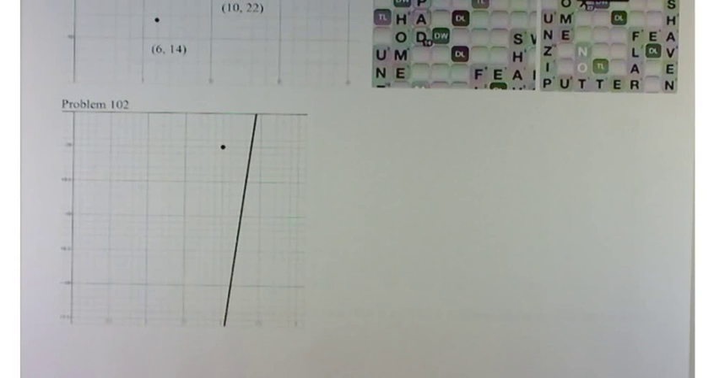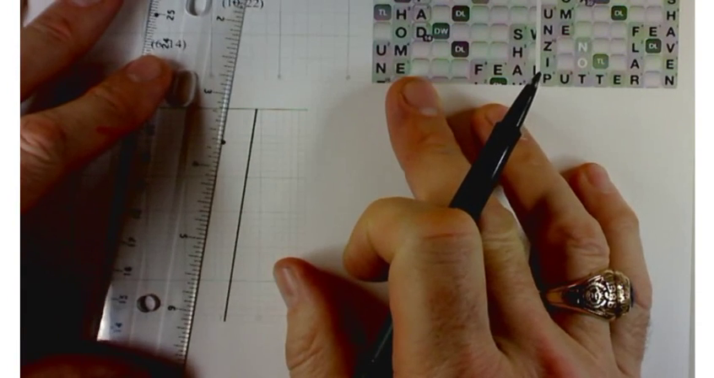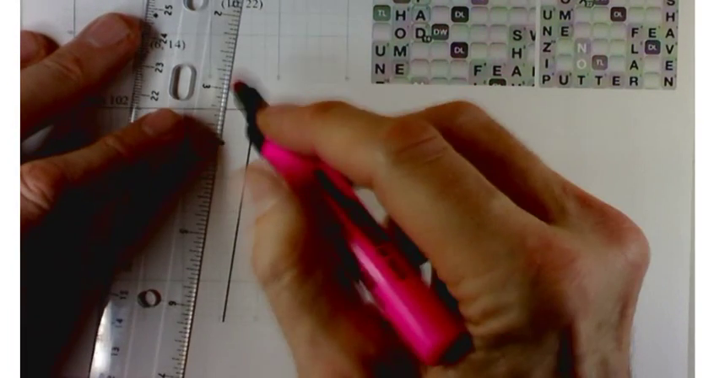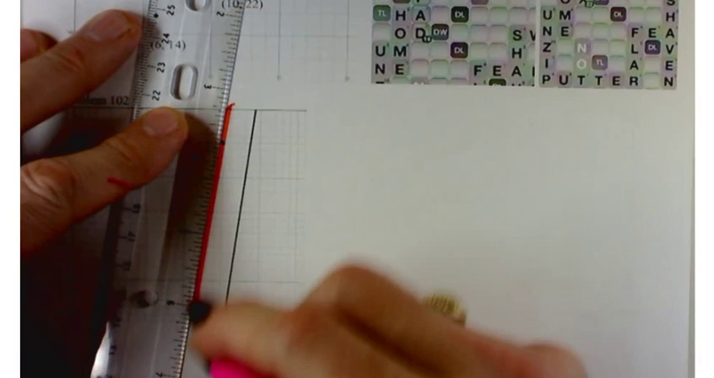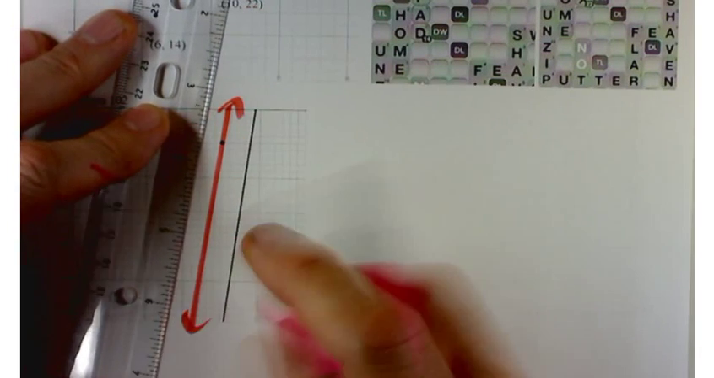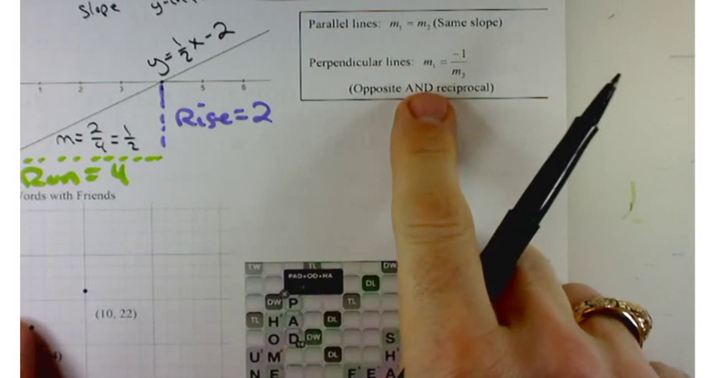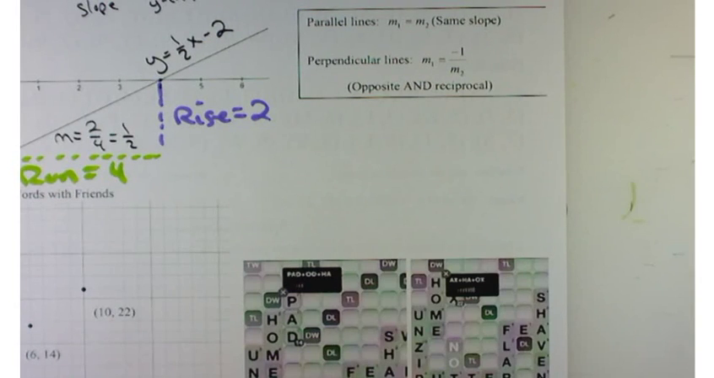What I want to come up with in problem number 102 is the equation of a line that passes through this point and is parallel to this other line. So this is what I want to come up with, the equation of this line. What do you know about parallel lines? What can you tell me about their slopes? They're the same. Parallel lines have the same slope. Perpendicular lines have slopes that are opposite and reciprocals.